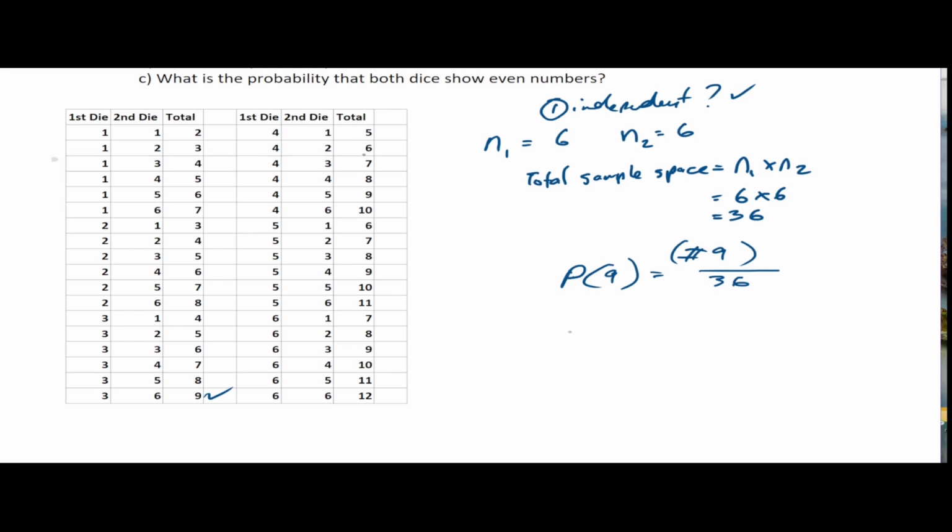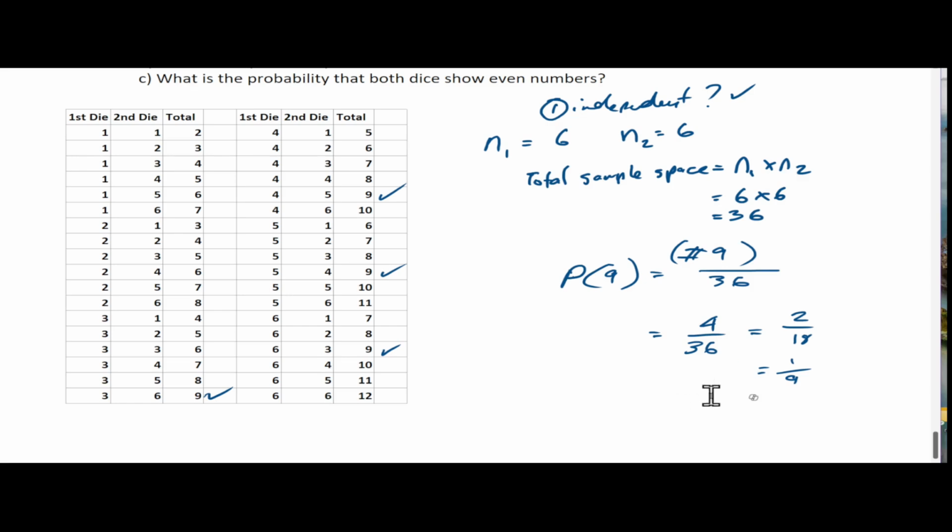1 there, 1 there, 1 there, and 1 there. So there are 4 different ways of getting a 9. So the probability is 4 over 36, which is going to be what? 2 over 18, which is 1 in 9.